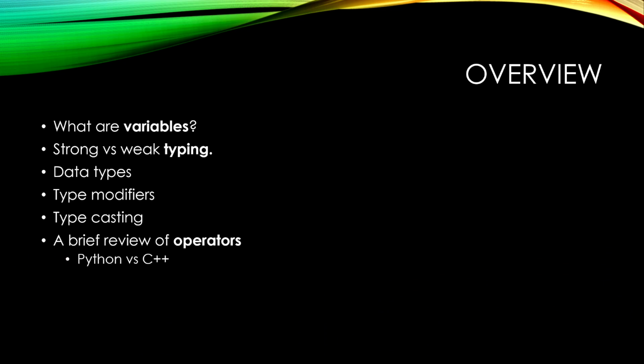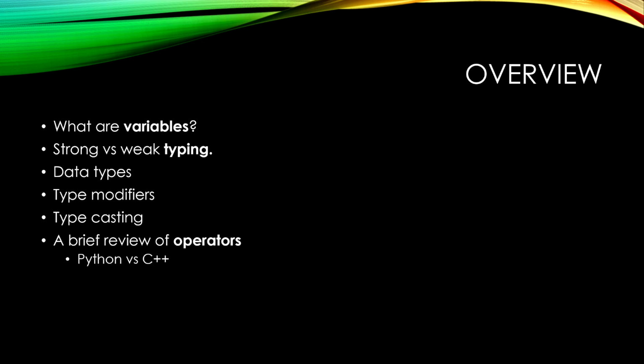What are variables? We're going to talk about strong versus weak typing, what that means. It's important to languages like C++ and Python, as well as others like JavaScript and Ruby. We're going to talk about data types, type modifiers. This is something that you don't really see in Python, but you do see a lot of it in C++.